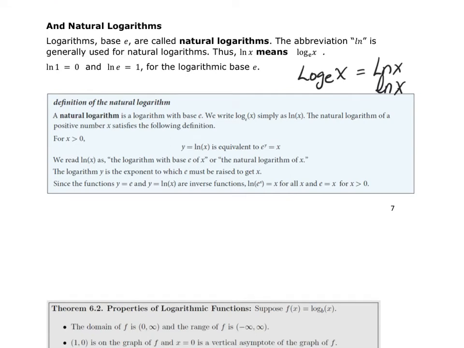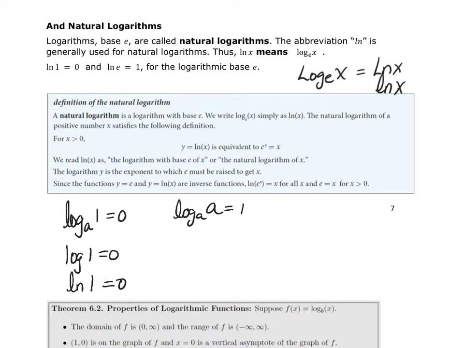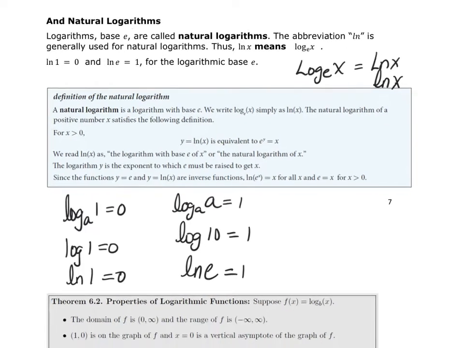So if we go back to the way that we defined generically, the log base a of 1 is equal to 0, then what we may see is the common log of 1 is equal to 0, and the natural log, ln of 1, is also equal to 0. Generically, we see the log base a of a is equal to 1. If we are talking about the common log, you're going to see the log of 10 is equal to 1, and the ln of e is equal to 1.